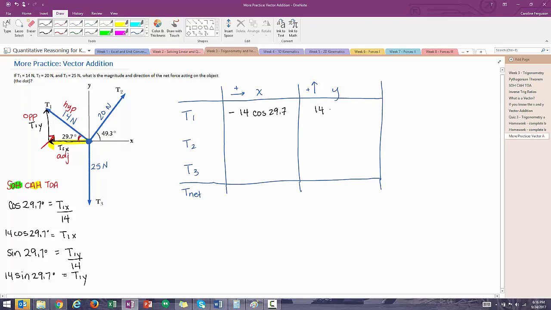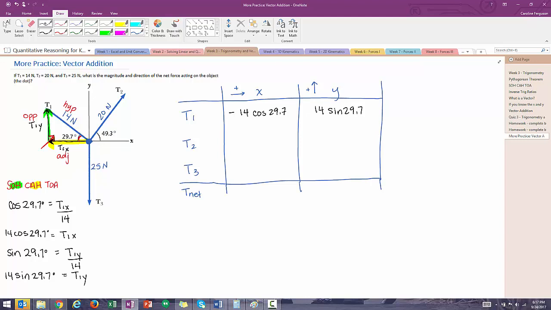All right, so I'm going to put that in for my T1 in my y direction. I get 14 sine 29.7. Now don't forget again that we need to check to see if this is positive or negative. So we go back to our vector. That was this one over here, and remember it was pointing upwards. So since it's pointing upwards and we said up is positive, that means we're going to leave our answer as a positive value. So we don't put a negative in front of it.